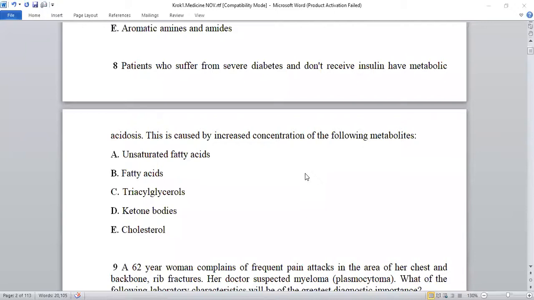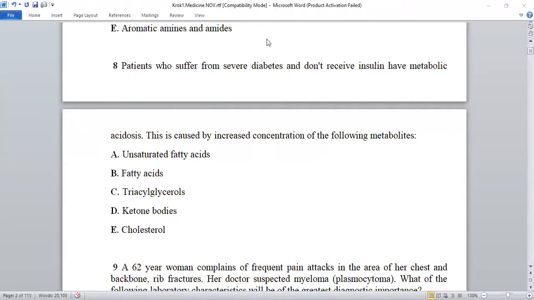Bright, can you please read that question for us? A patient who suffers from severe diabetes and doesn't receive insulin has metabolic acidosis. This is caused by increased concentration of the following metabolites. All right, so please, bigger screen.